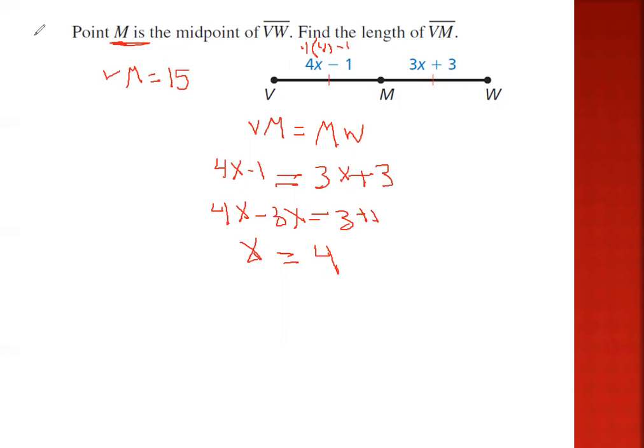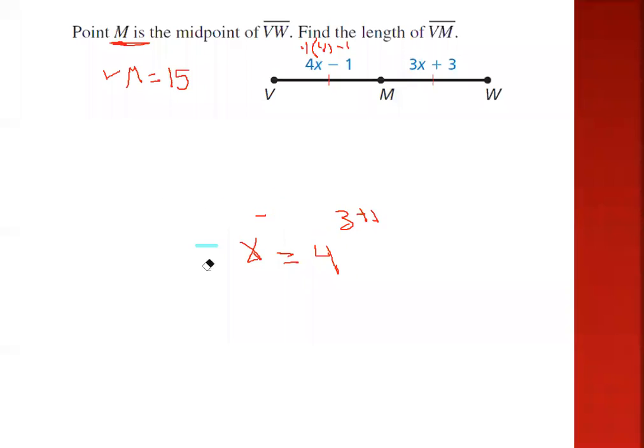Okay, so this is how we can use the relation with the midpoint to solve for x, and then find the value of a missing line, which is VM. Okay, till now, any question?